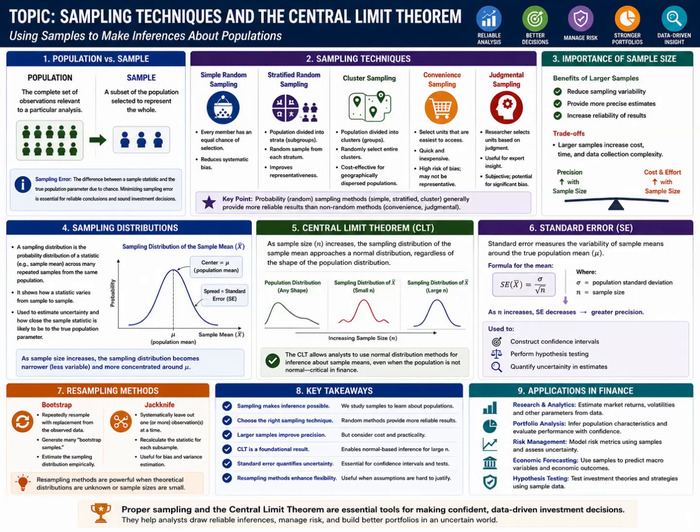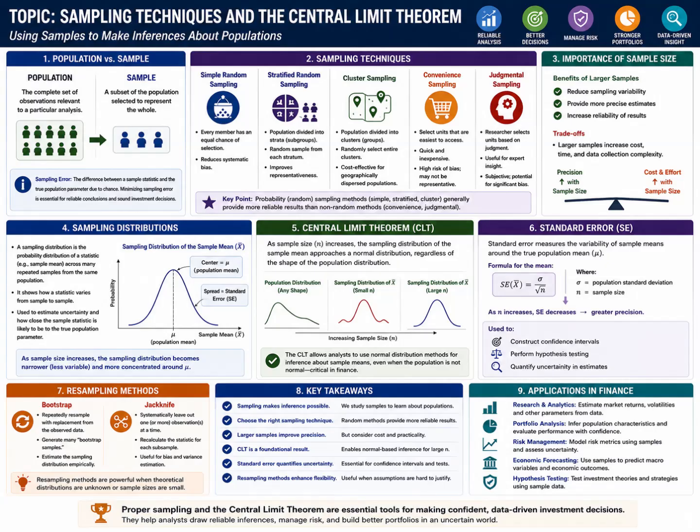A population includes the complete set of observations relevant to a particular analysis, while a sample is a subset selected from that population. Analysts use sample statistics, such as sample means and variances, to estimate unknown population parameters. The topic explains that sampling introduces uncertainty because sample results may differ from the true population values. This difference is known as sampling error.